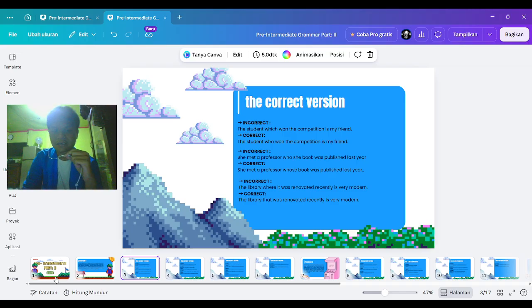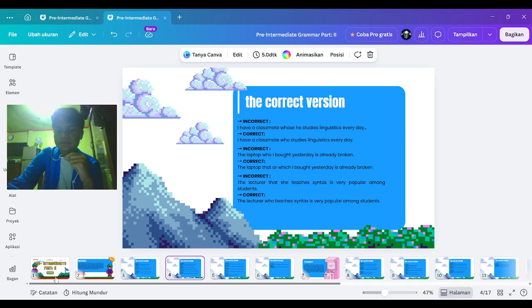Okay, the second sentence is, she met a professor whose she book was published last year. Sounds very, very wrong. The correct version is, she met a professor whose book was published last year. Okay, moving on. The library where it was renovated recently is very modern. No, the library that was renovated recently is very modern.